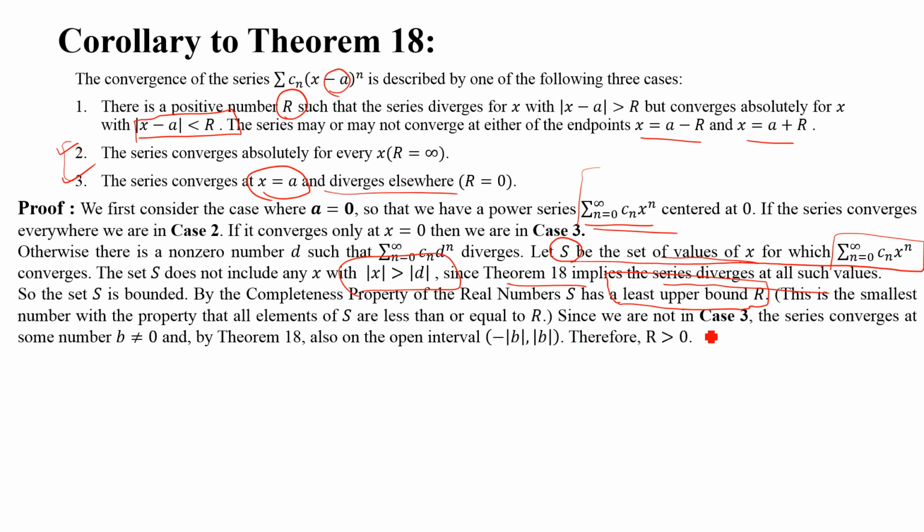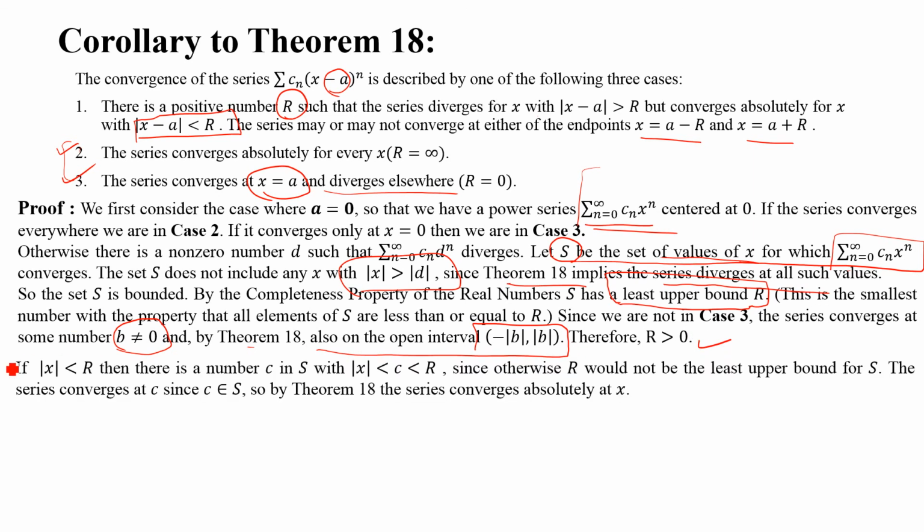Since we are not in case 3, the series converges at some number b not equal to 0, and by theorem 18 also on an open interval minus b to b. Therefore, R is greater than 0. So this R is going to be greater than 0. Now what if the absolute value of x is less than R?